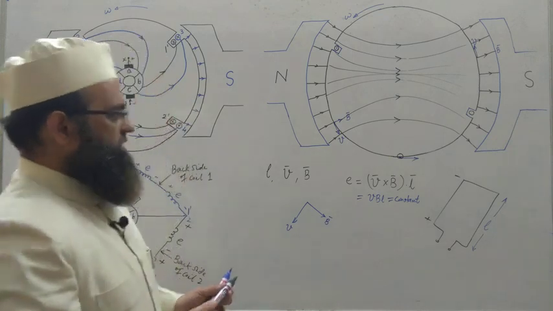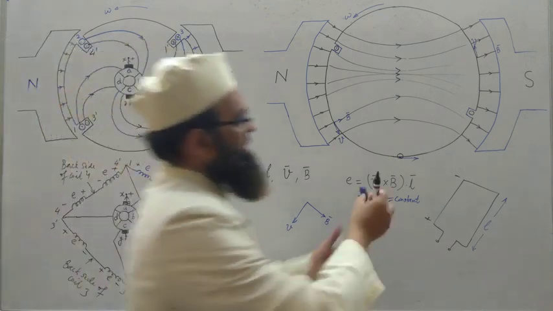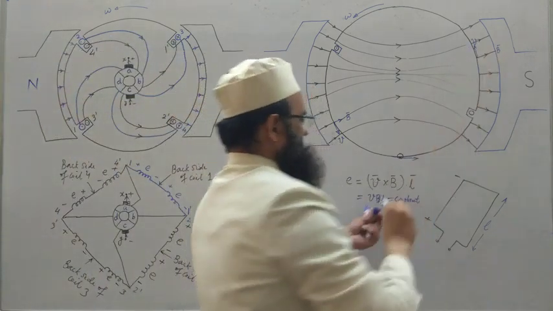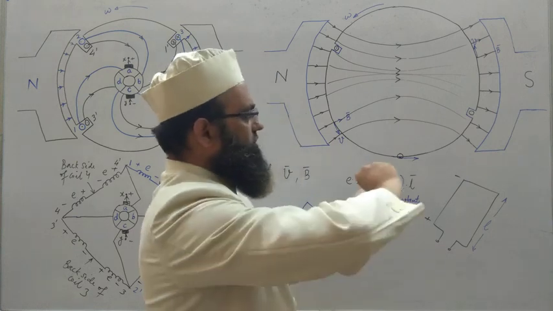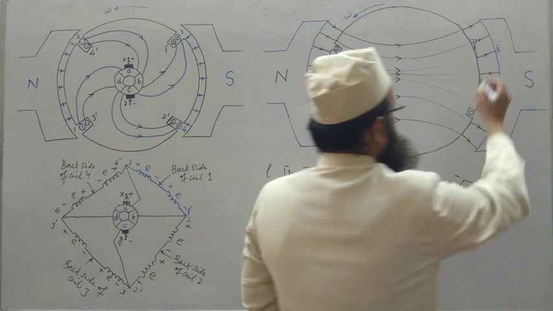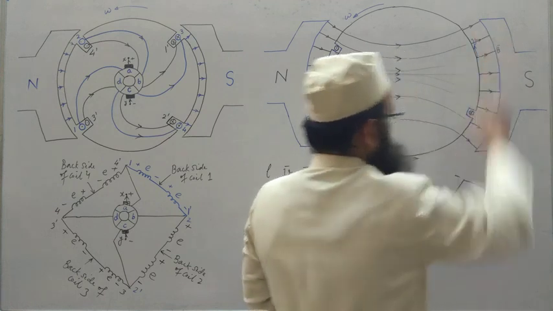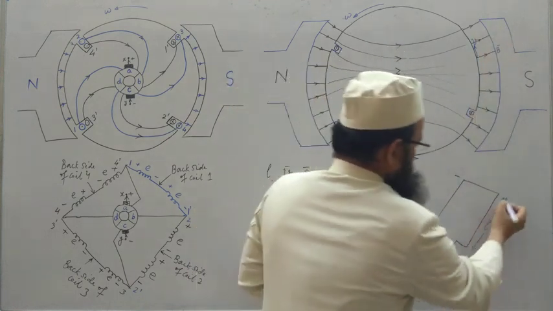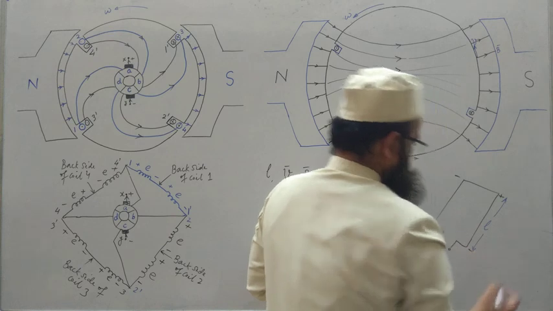So V cross B, if we are going to rotate V along B here, this side, so rotate this, this will move into the plane. That's why mark cross mark here anywhere. So this direction will be like this, plus and minus.